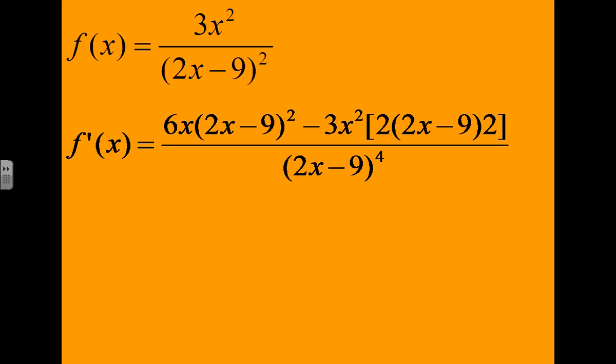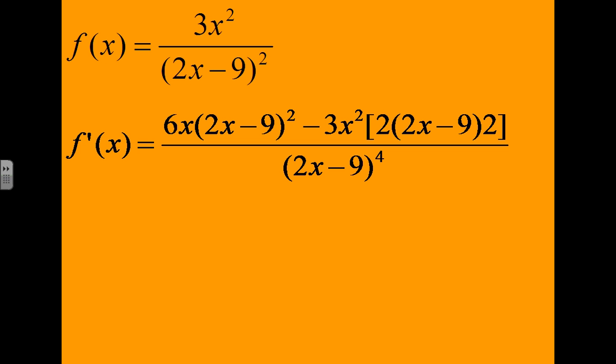A lot of you are forgetting the derivative of the inside when you do that. You forgot that in your quiz. You need to make sure you take the derivative of the inside when you use the chain rule. And then you square the denominator. Obviously, 9/2 is not going to be a critical number. Okay? So you're looking at the numerator to find out where, if anything, it's going to equal 0.